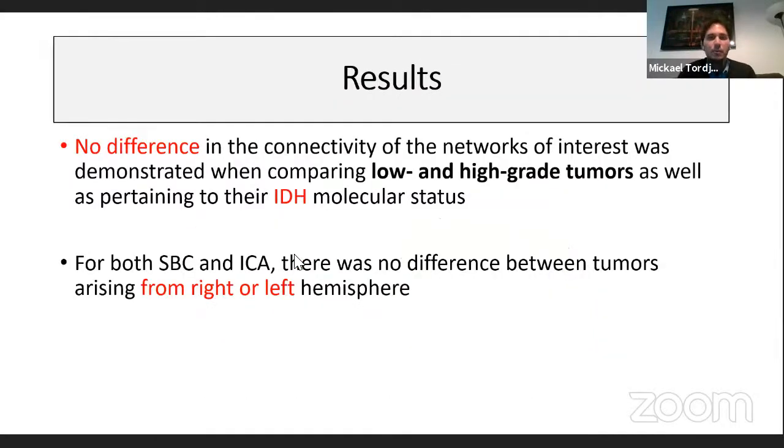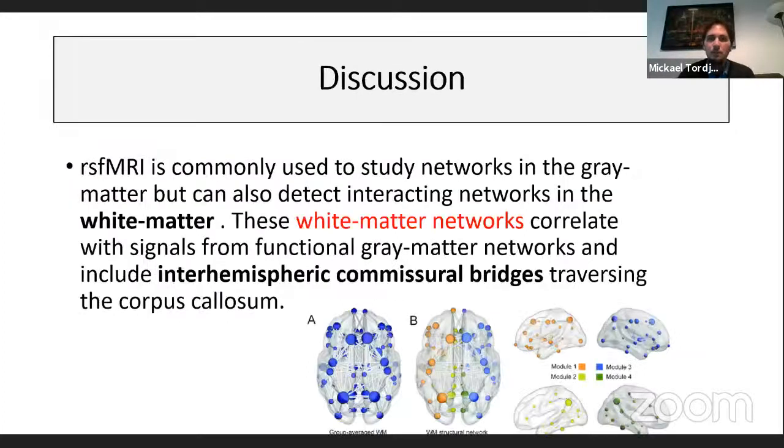However, when we compared low-grade tumors with high-grade tumors, not with controls, only the two groups, we found no differences. The same thing when we compared patients with IDH mutation and patients with no IDH mutation. And for both seed-based connectivity analysis and independent component analysis, we didn't find any difference between tumors from the right hemisphere and tumors from the left hemisphere.